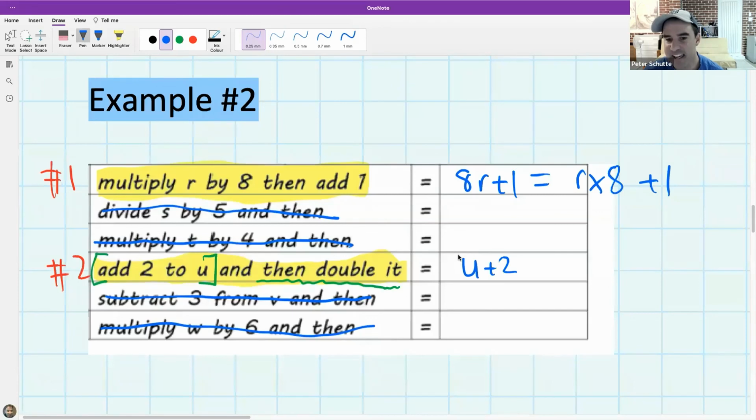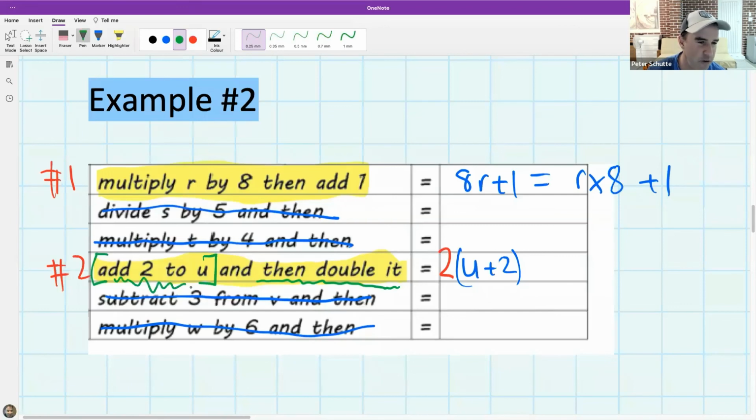Okay, now here comes the problem, guys. We're not just doubling the U anymore. We have to double the whole thing of U plus 2. So I'm going to put it inside a bracket so that it's all together. And then to double it, what do I normally do? I just multiply it by 2. So in order to write this one, we write 2 bracket U plus 2, which allows us to double the first bit.